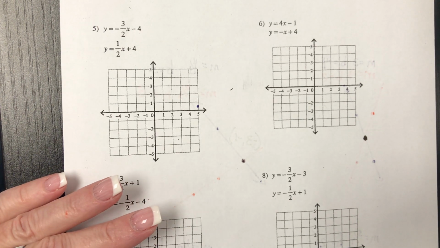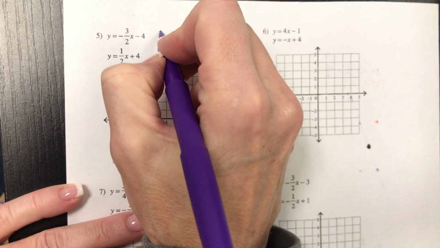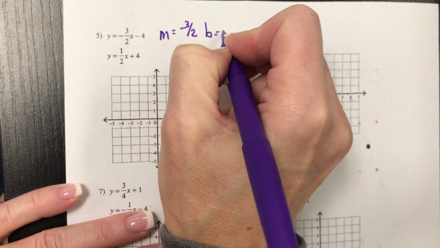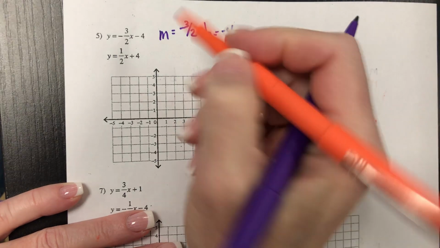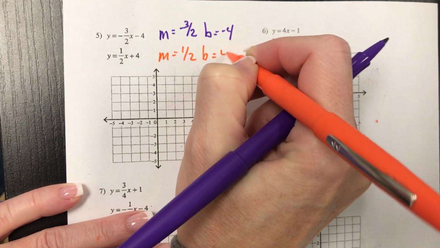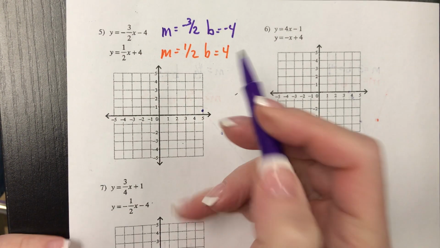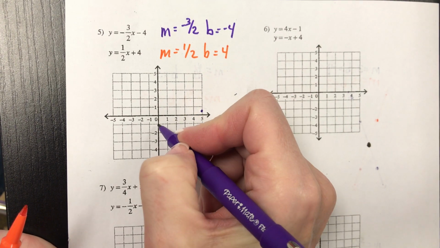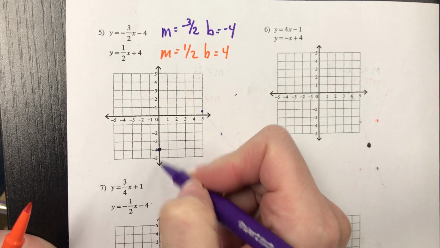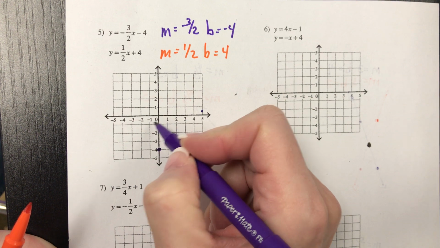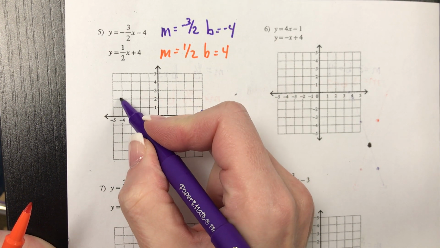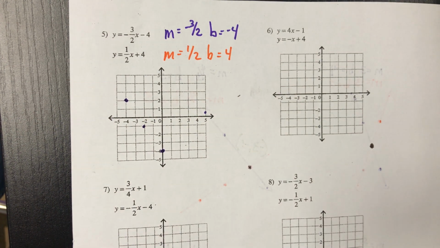Okay, so on number 5, we've got M is -3/2. B is -4. M is 1/2. B is 4. All right, so B is -4. 1, 2, 3, 4. M is -3/2. I can't go down and to the right, so I'm going up and to the left. There we go.